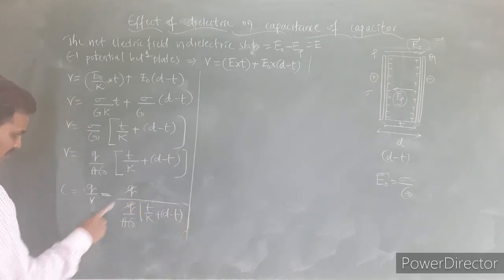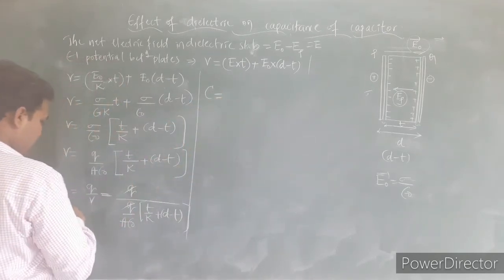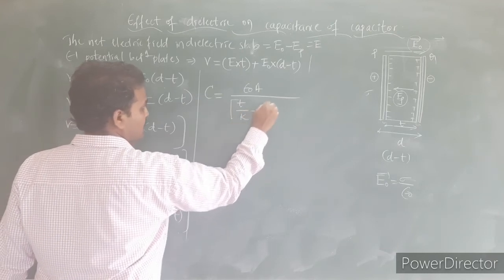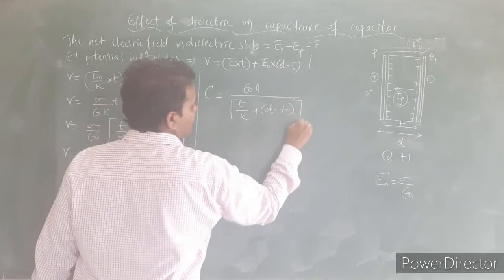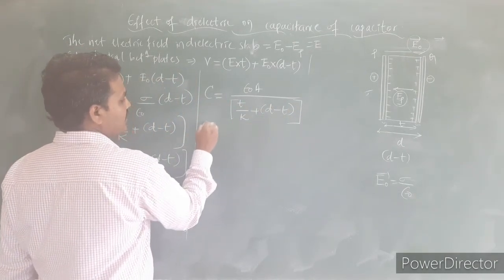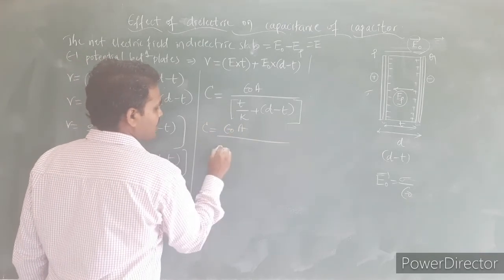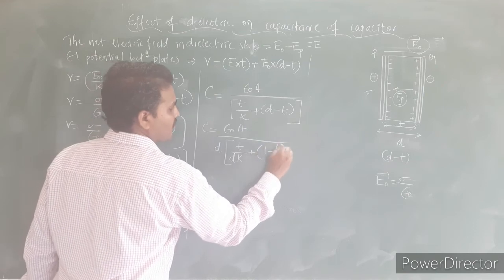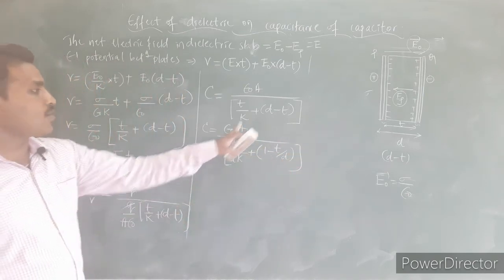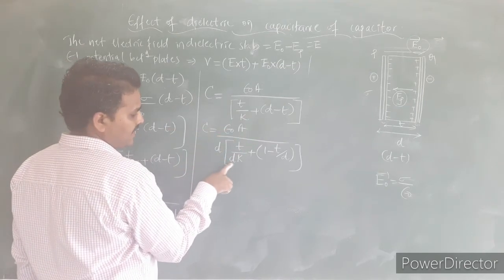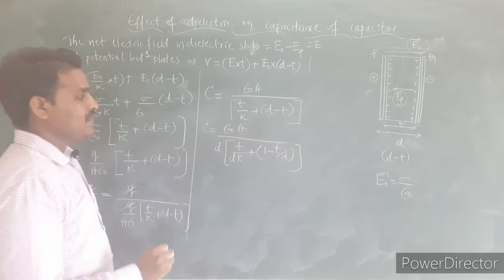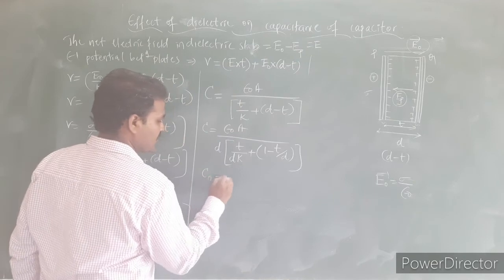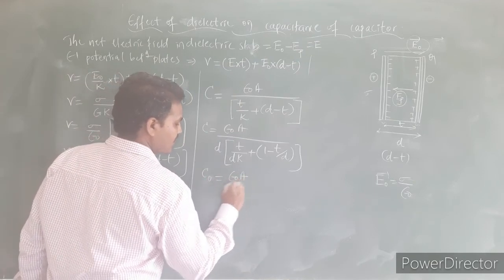So Q gets cancelled here, and capacitance is given by C is equal to epsilon naught A divided by T divided by K plus D minus T. Then let us take D outside, so I can write C is equal to epsilon naught A divided by D, and inside the bracket I will have T divided by D into K plus 1 minus T by D. Then when we did not have any dielectric slab, the capacitance was given by, let us call that C naught, C naught is equal to epsilon naught A divided by D.